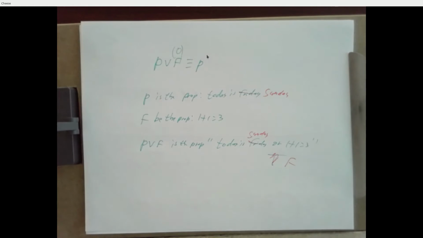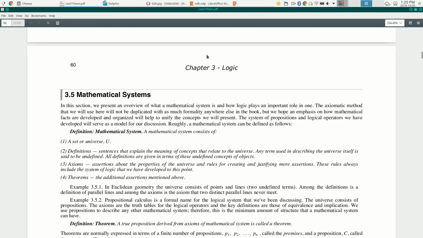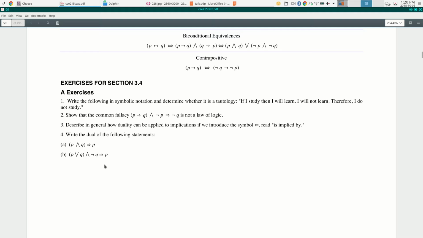For 3.4, question 2, can you kind of go through what you would do? Because I wrote out a truth table, and I'm not fully sure how you would want us to go about solving this. So I would hopefully give you more instruction than that, but show that the common fallacy, P implies Q, not P, therefore not Q. Show that this is not a law of logic.